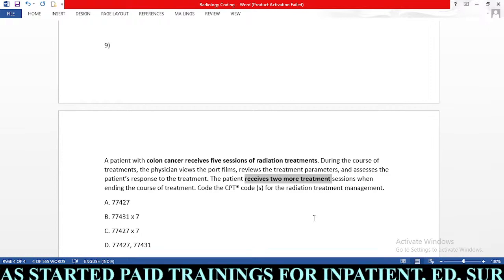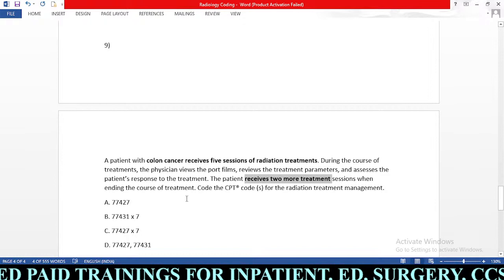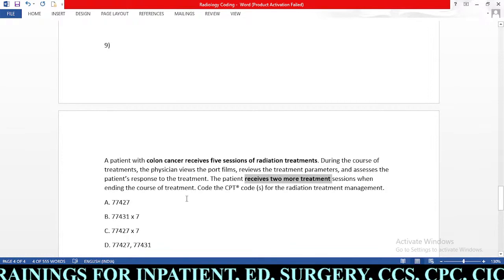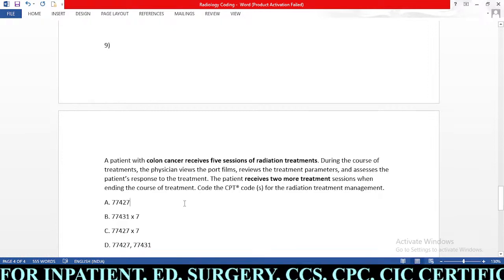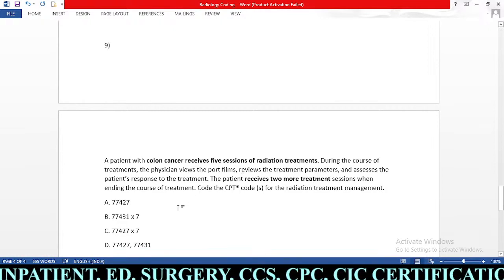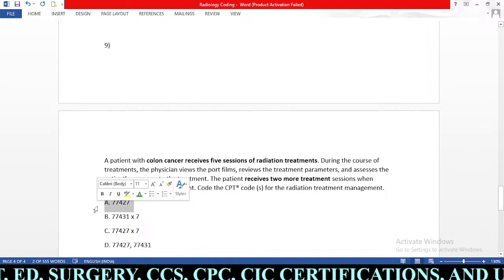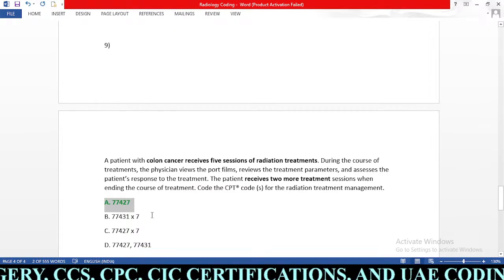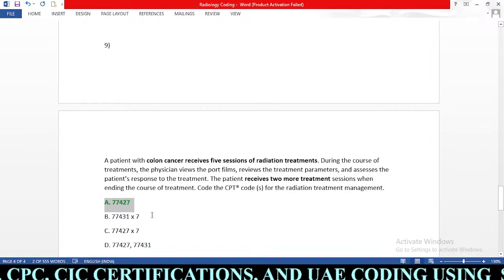So we have a total of 7 treatments here. But based on the CPT book guideline, they are telling us that with 1 or 2 after 5 treatments, we need to code only 77427. So we need not code the remaining 2 treatments, based on the CPT guideline. Using that guideline, our answer is 77427.